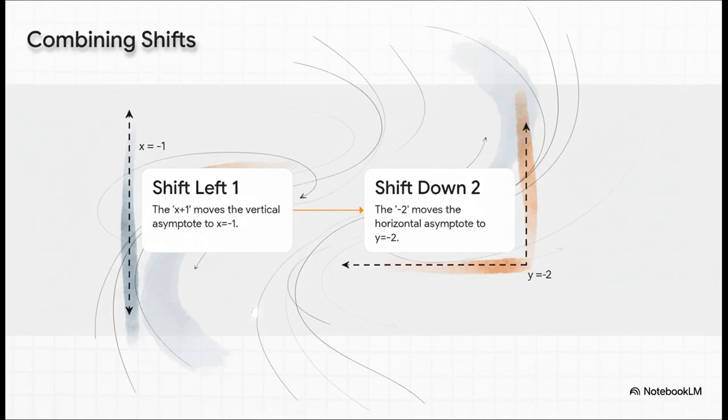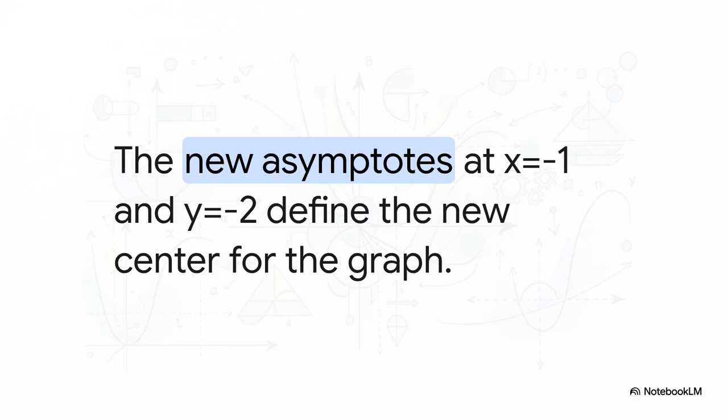Inside, the plus 1 with the x tells us to shift left 1 unit. Remember, it's the opposite. And on the outside, the minus 2 tells us to shift down 2 units. So we just move our invisible fences to their new spots at x equals -1 and y equals -2. And here's the big takeaway, the most important point. If you can find where the new asymptotes are, you found the new center cross for your graph. From there, you just draw the same parent shape. You can now predict exactly where any of these graphs will land.